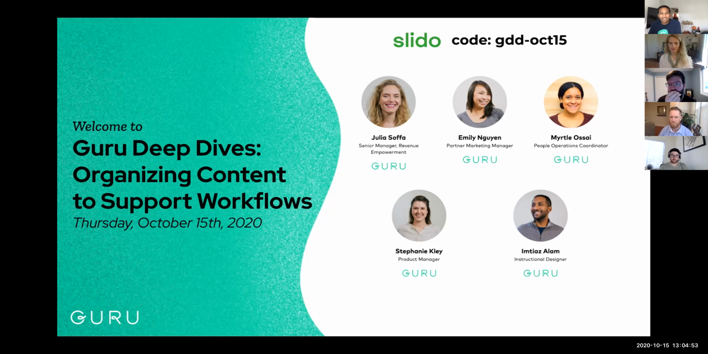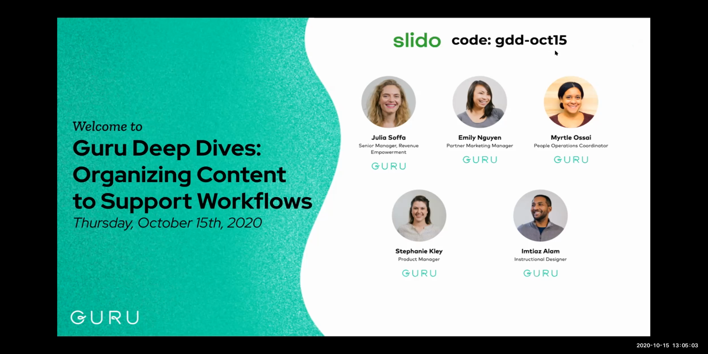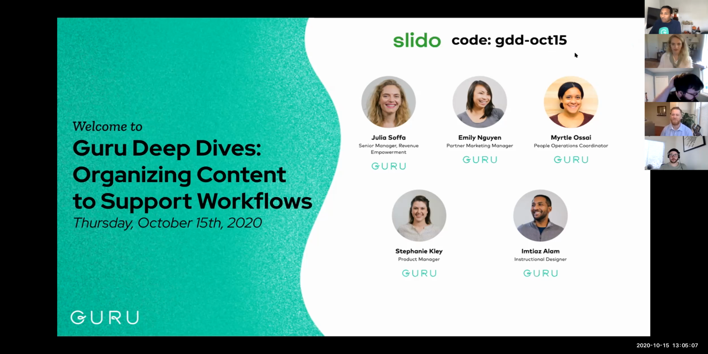We have 4 guests: Julia Safa, our Senior Manager of Revenue Empowerment; Emily Nguyen, our Partner Marketing Manager; Myrtle Asai, our People Operations Coordinator; and Stephanie Clay, a Product Manager. So a lot of different parts of the Guru organization are here today with really, really cool examples.